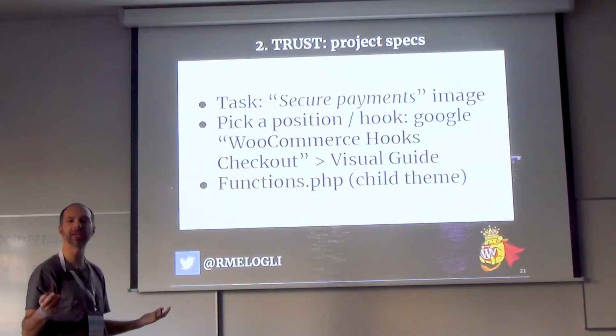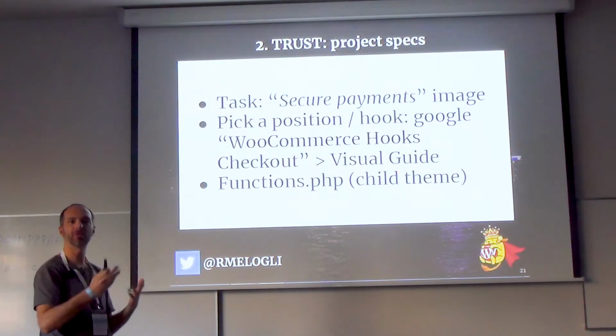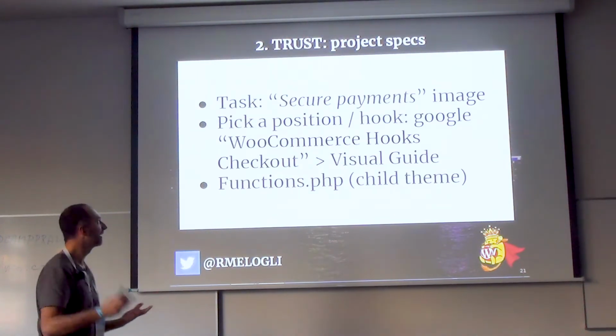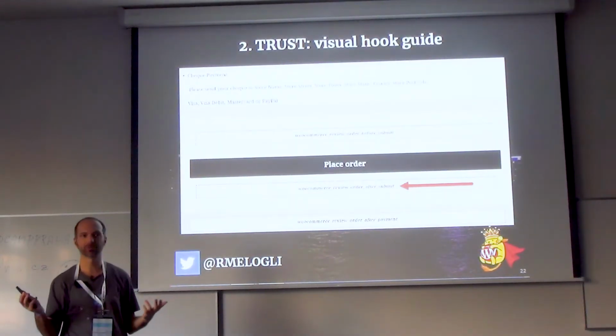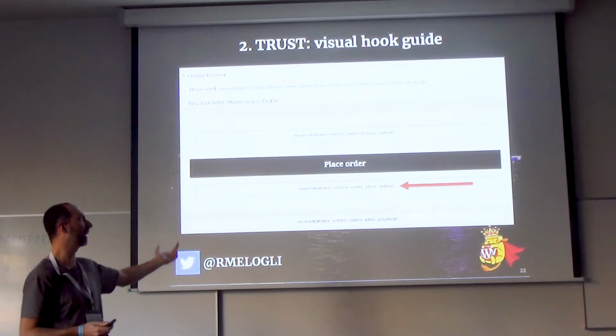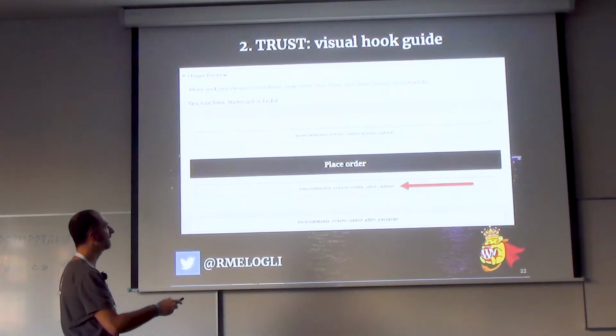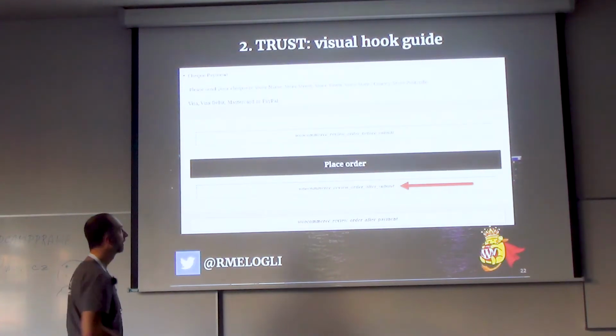Goal, actually task, is printing or showing an image right under the buy button on the checkout page. Same thinking, pick the right position. So pick the right WooCommerce hook and then echo the image, all right? So once again, check out visual hook guide. I know that to place something under the place order, I need to use this hook, okay?